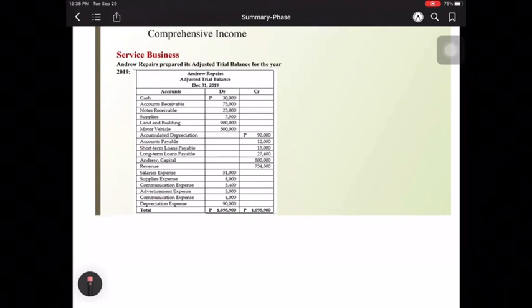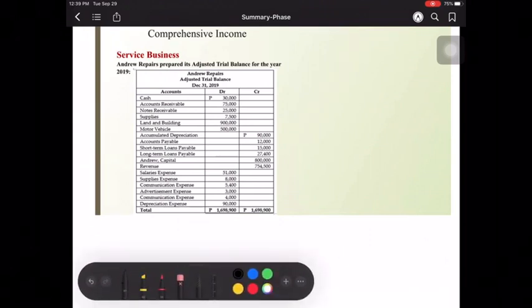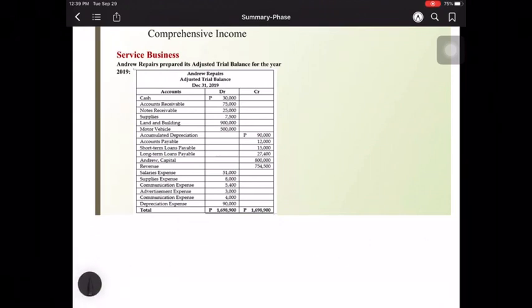of expense. Alright, but before we formally start in preparing the financial statement or the income statement, let us first identify the elements that must be reflected in the income statement for Andrew Repairs. So what are the elements that need to be reflected in our financial report here? We have to determine the income, and since this is a service type of business, the income is reflected as your revenue account. After which we have to determine the expenses.